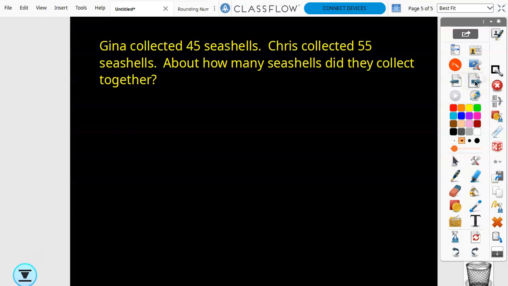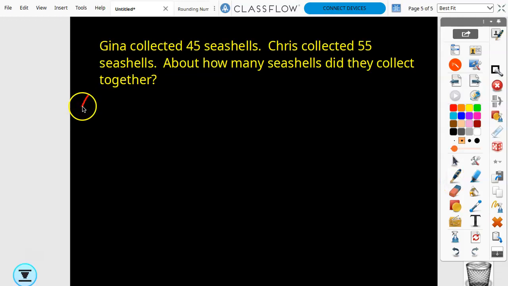The next one is estimation. Estimation means you round the numbers first before you add or subtract. Here's an example. Gina collected 45 seashells. Chris collected 55 seashells. About how many seashells did they collect together?